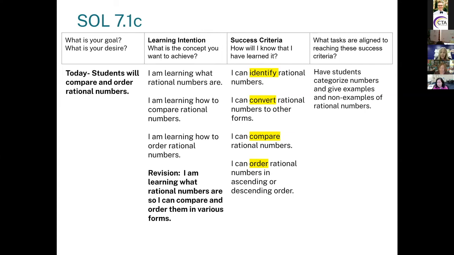So for this particular one, I put down categorizing numbers. That's how we can start with identifying rational numbers. So if we gave them a set of numbers, and we asked them to start categorizing them and then start putting some labels on them, giving examples and non-examples, that bumps it up.